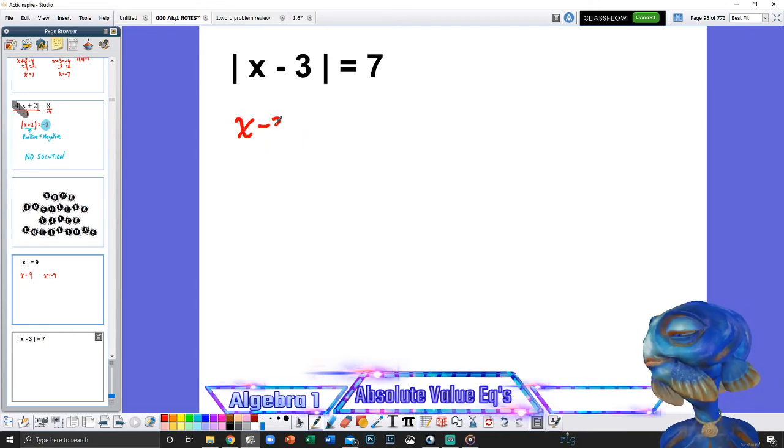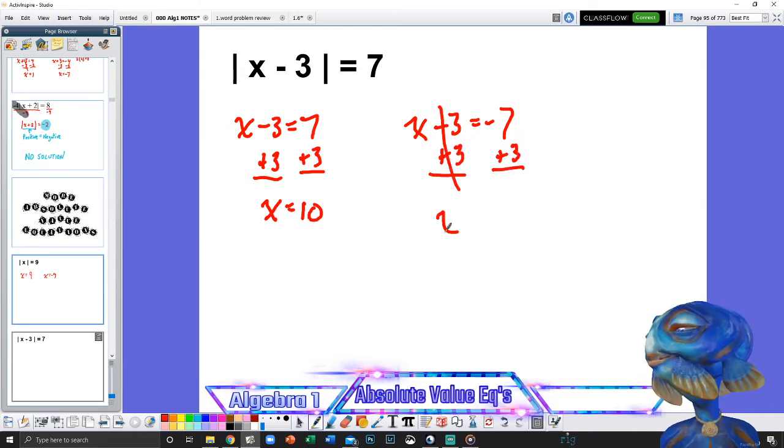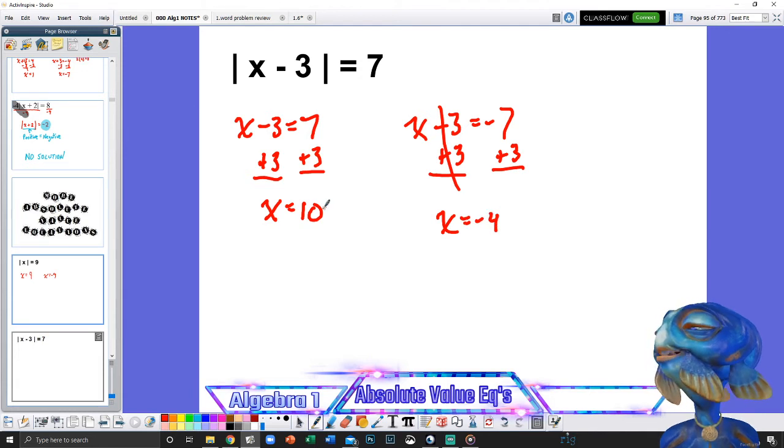All right, hopefully you saw that the absolute values are all by themselves, so you wrote it twice, like that. This time you're going to do +3 and +3, and +3 and +3 here. Those cancel. That gives me x equals -4 and x equals 10.